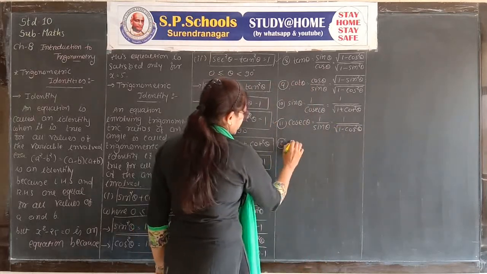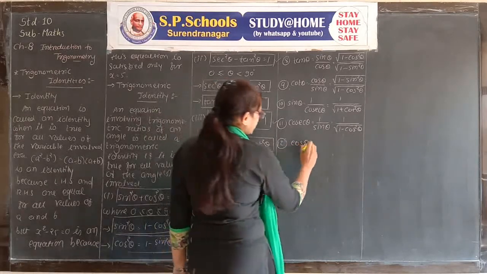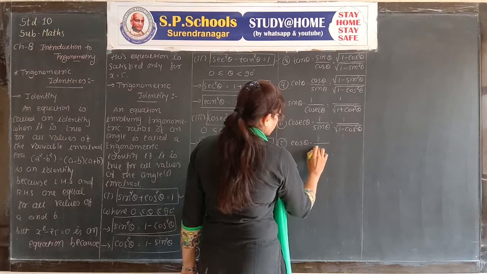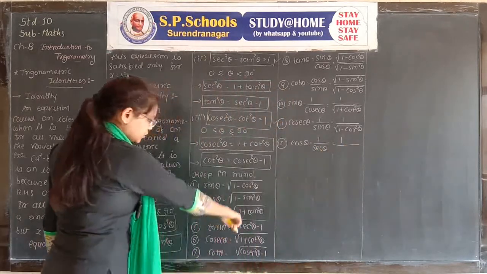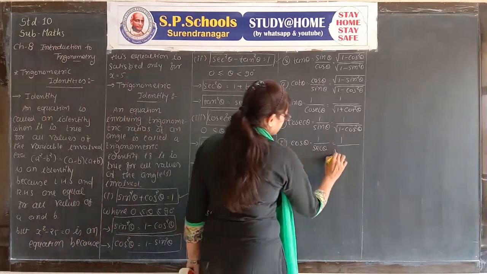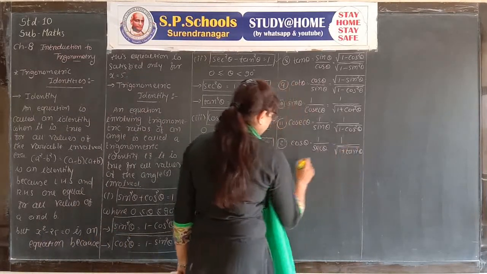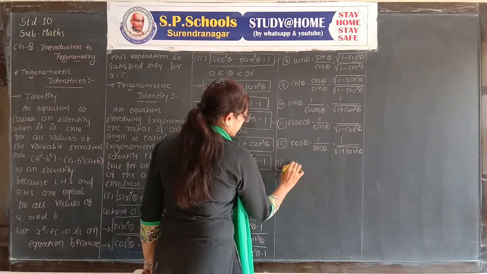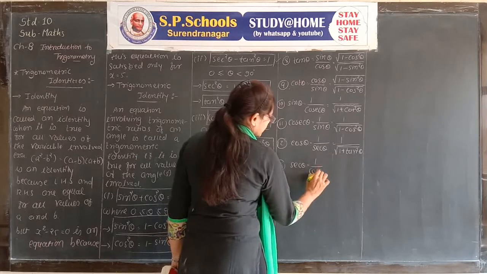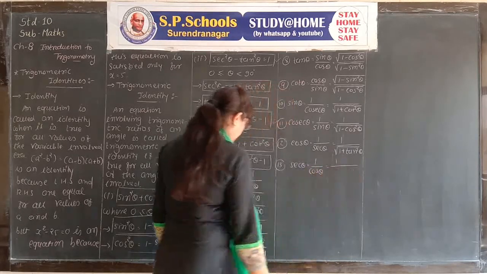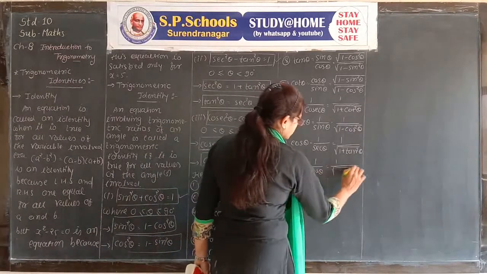Next is secant and cosecant. Cos theta is equal to 1 upon sec theta, where sec theta is equal to under root 1 plus tan square theta. Sec theta is equal to 1 upon cos theta, which is 1 upon square root of 1 minus sin square theta.